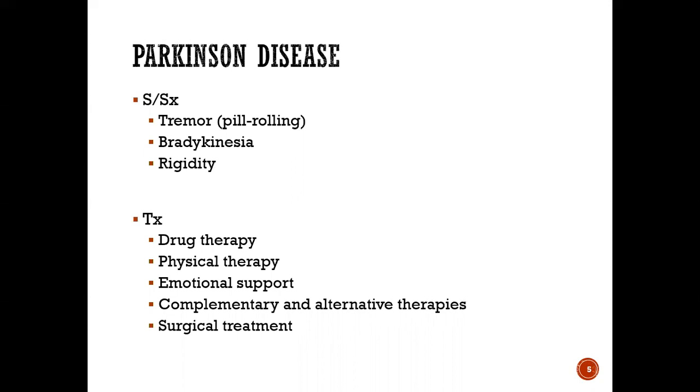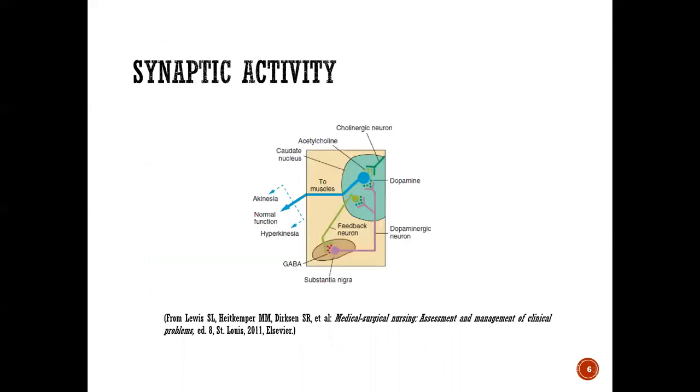Physical therapy, emotional support, complementary and alternative therapies like distracting activities, aromatherapies, and then surgical treatment. They can actually go in and attempt to remove the part of the brain that is not working. Of course, we don't always do this, and this is extremely invasive.